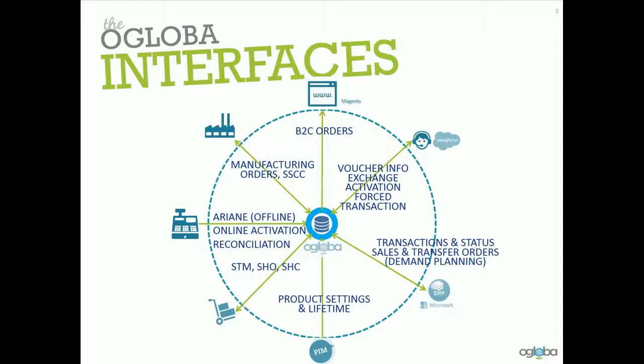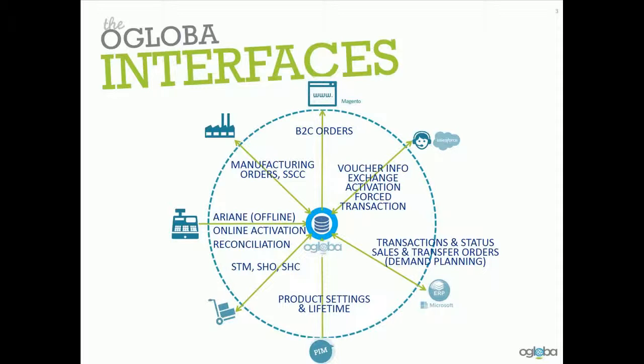As a middleware, Ogloba will interface with front and back ends, link with a product information management tool to maintain the product range, interface with printing houses and vendors, and send them manufacturing orders with the associated PAN in a secure way. Multiple interfaces in a pull or push mode with the warehouses where the vouchers will be delivered by the printing houses and shipped to B2C and B2B clients, e-tailers and distributors.